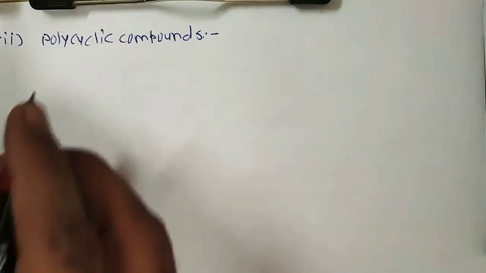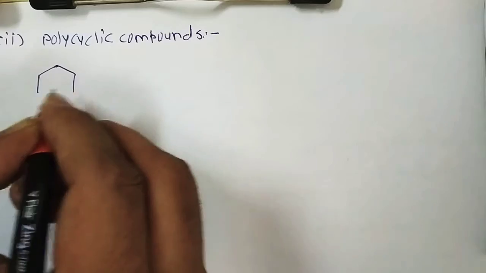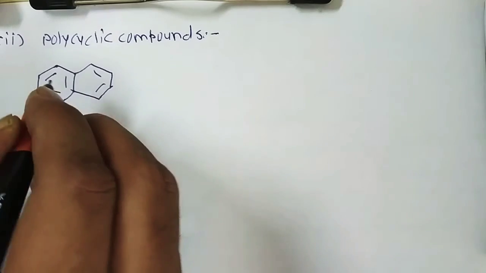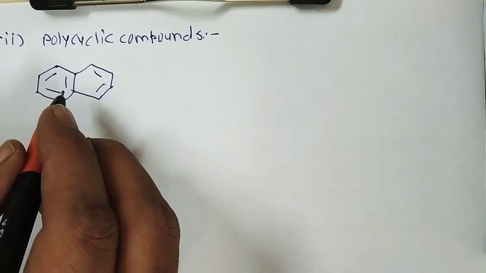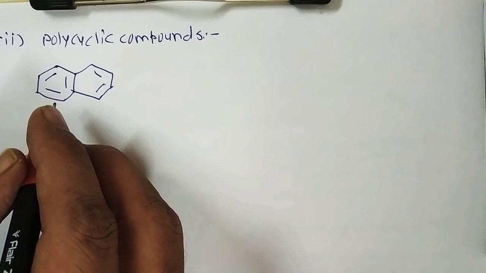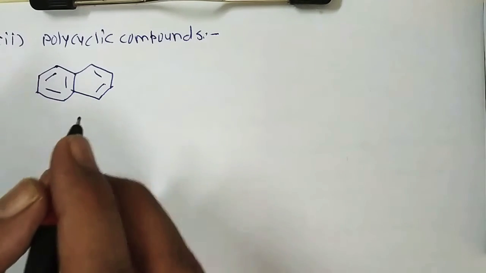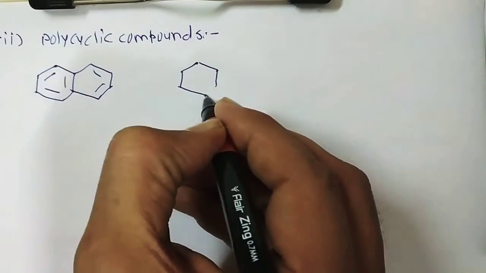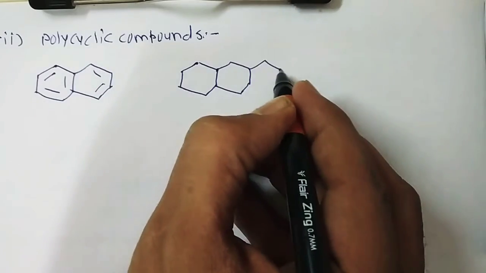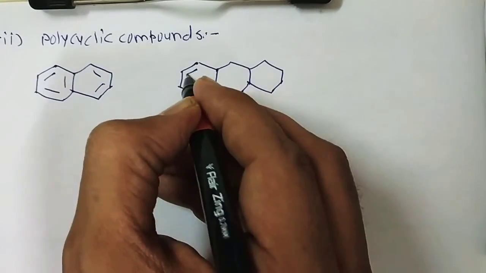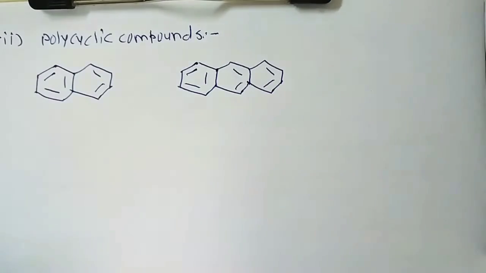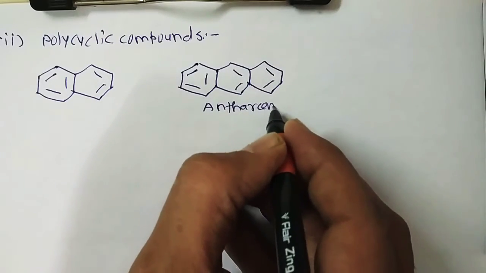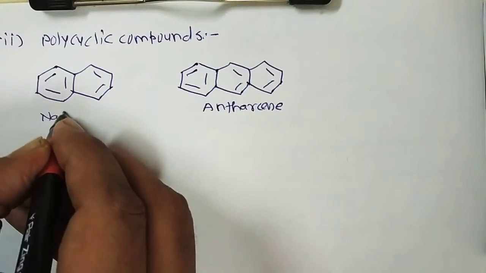For example, in the case of more than one cycle, right? So these are the compounds. The name of this compound is naphthalene. Okay, so in this case, one more example. Clear? So it is anthracene. This compound is naphthalene.